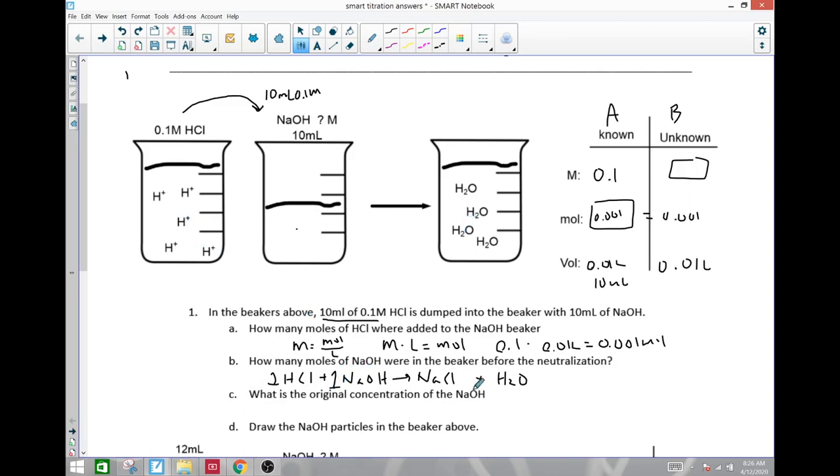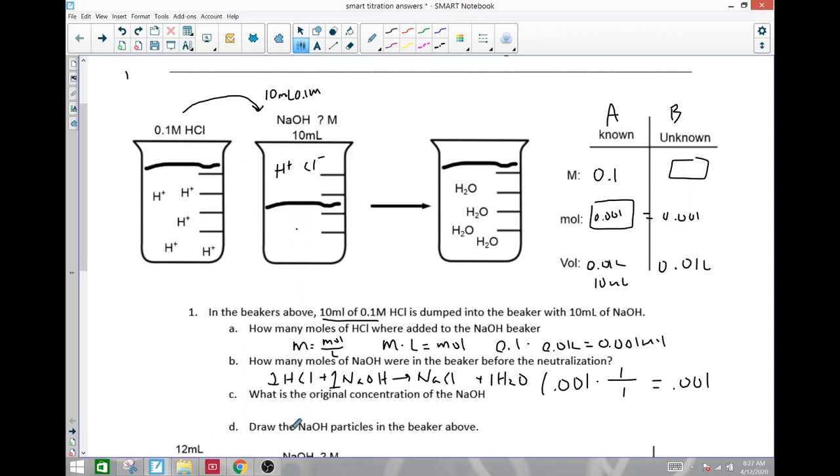It's a 1:1 ratio. Since I got 4 of these guys, I must have added 4 H plus ions, HCl's, and I must have had 4 hydroxides here to begin with. So that's coming up here in a moment. But because it's a 1:1 ratio, this answer here is still just 0.001, which at a 1:1 ratio produces 0.001. The moles we added equal the moles that were there before.